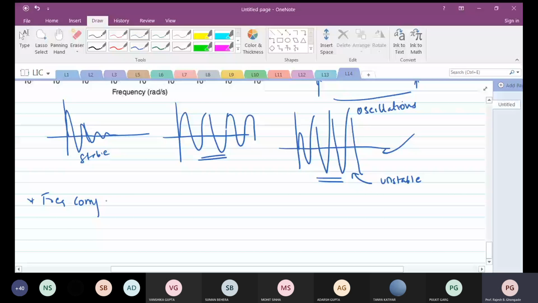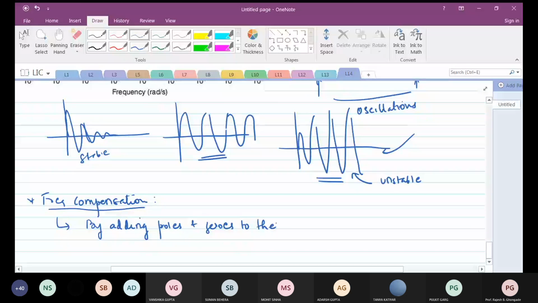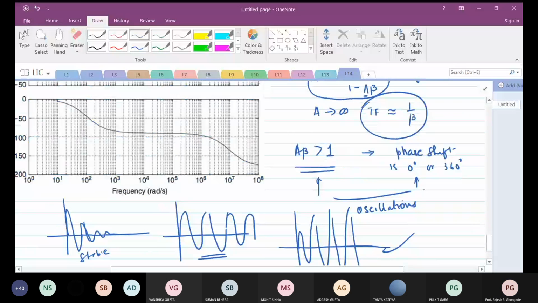For this circuit, we must have frequency compensation. How can we achieve that? We can achieve that by adding poles and zeros to the frequency response. Adding poles or zeros means what? We are actually changing the phase shift. We are compensating the phase shift so that it will not satisfy this criteria.